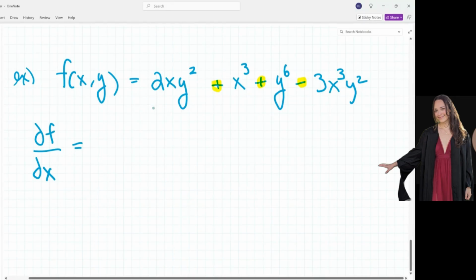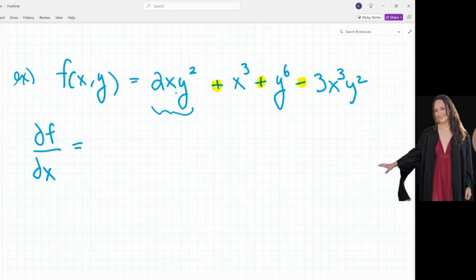Let's look at our first term over here. Again, we're going to be treating y as a constant. So if y is a constant and 2 is a constant, what's the derivative going to be? Well, if we use power rule, we see that x is to the power of 1. If nothing's indicated, it's automatically to the power of 1.